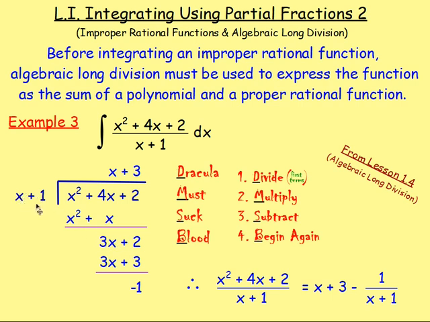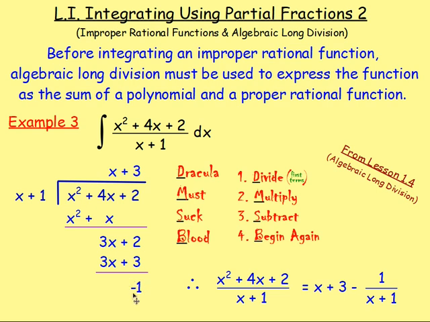Divide the first terms, 3x divided by x is 3, 3 times x is 3x, 3 times 1 is 3, and then subtract, you get -1. Degree here is less, so you stop. When you write this as a polynomial and the proper rational function, well, the polynomial is your answer, and the answer is written at the top, so that's x plus 3.